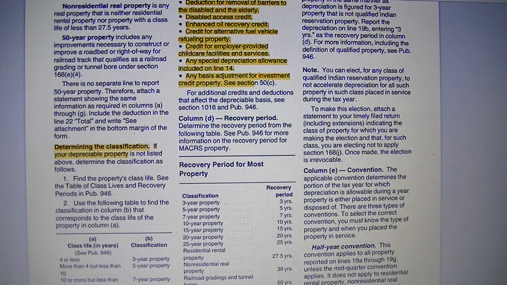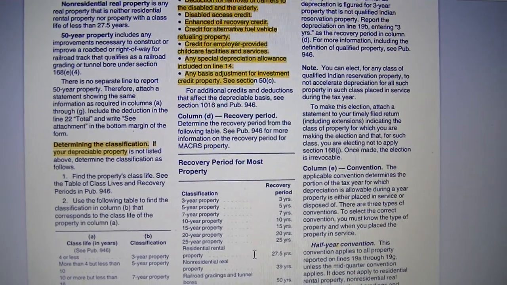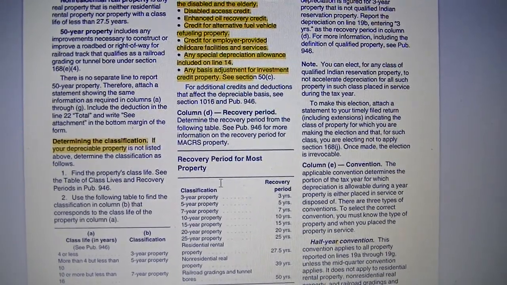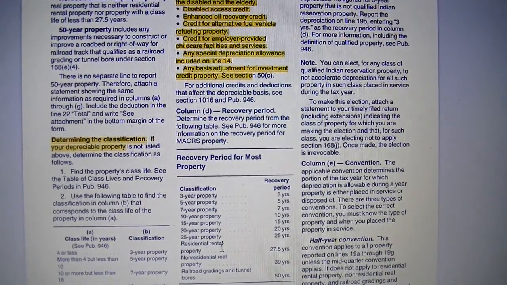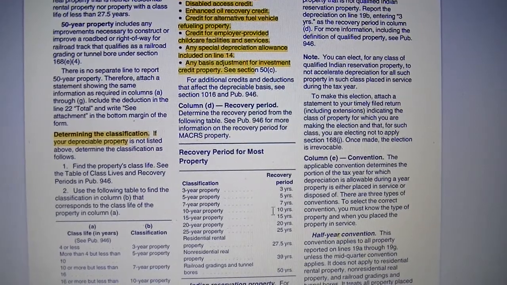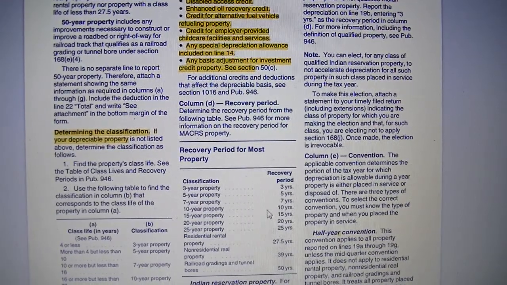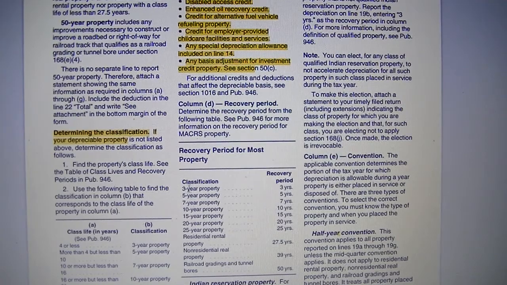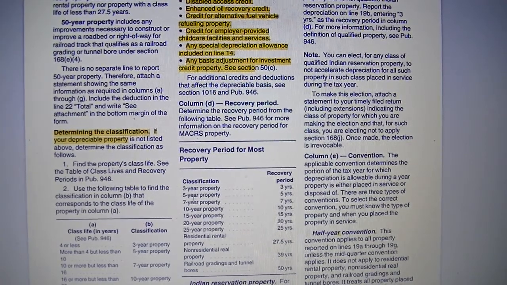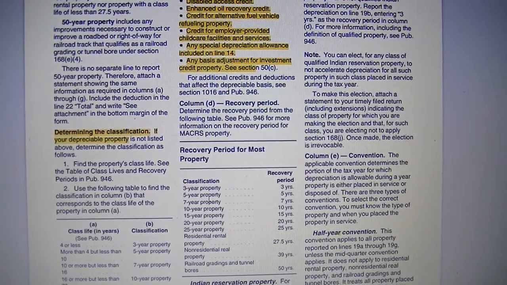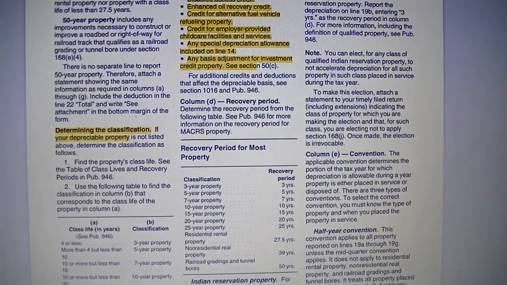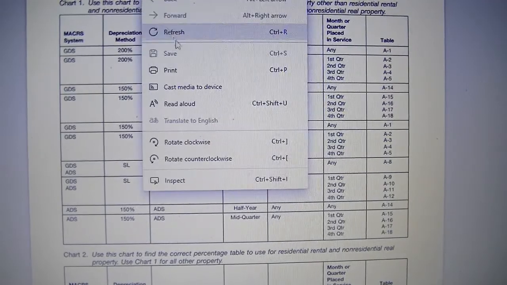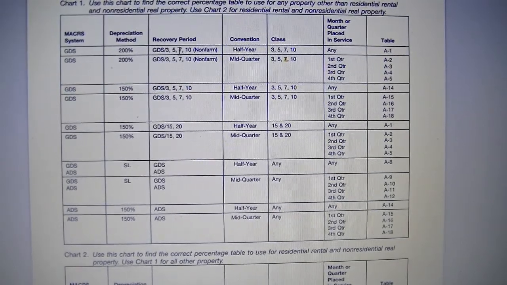And you can find it in the instructions and the publication. I believe in the publication it's on page 30 or 32, but the instructions is on page 9. And classification, property class usually equals the recovery period. So property class was 5, the recovery period will be 5. So that's where the GDS 5 comes from. So 5.